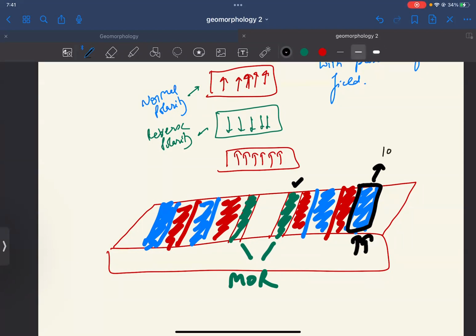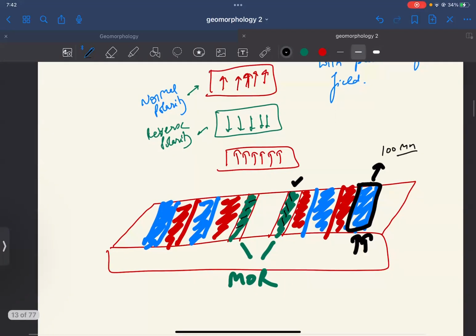Suppose these rocks were formed 100 million years ago, and they are supposed to be formed near the mid-oceanic ridges. But in present time, they are being found at some distance from the mid-oceanic ridges. So that means they have moved away.